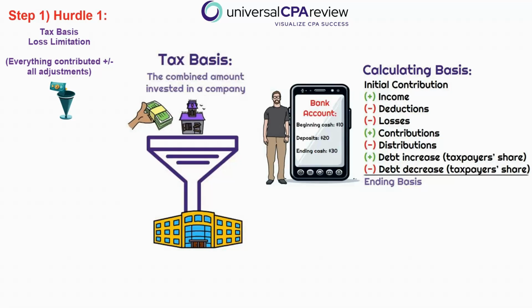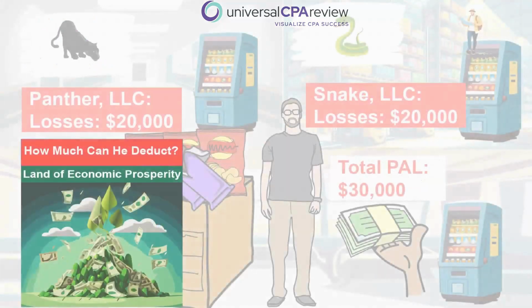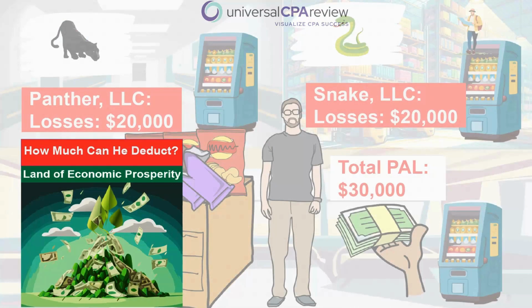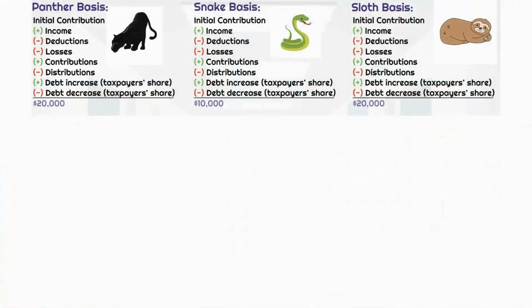So what does that mean? Well, let's remind ourselves, what is the ultimate question we're asking ourselves here? And that is, of Eli's $30,000 in combined potential losses, how much can he deduct? So the first thing we need to understand is, what is Eli's total combined basis across all 3 of these businesses? All right, so let's say that Eli's basis in Panther is $20,000. And let's say that his basis in Snake is $10,000. And his basis in Sloth is another $20,000.